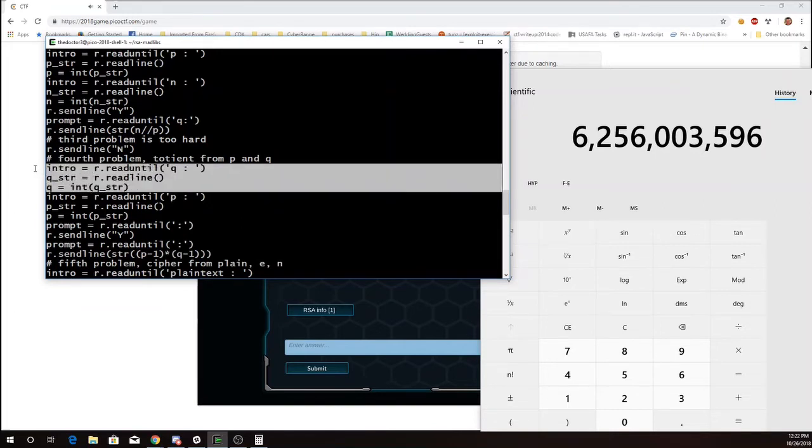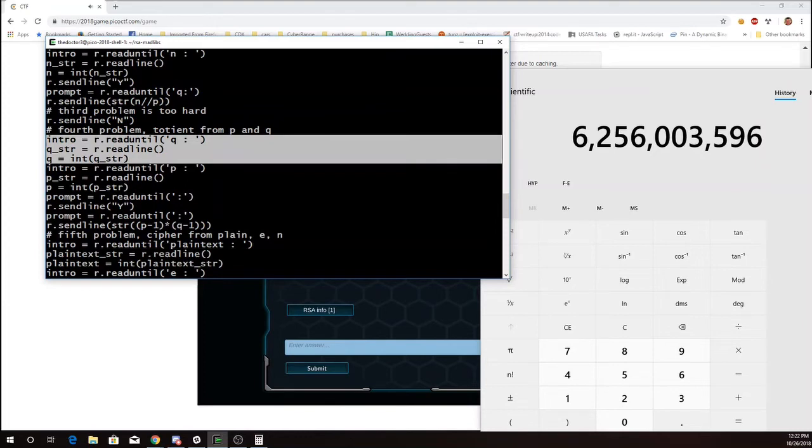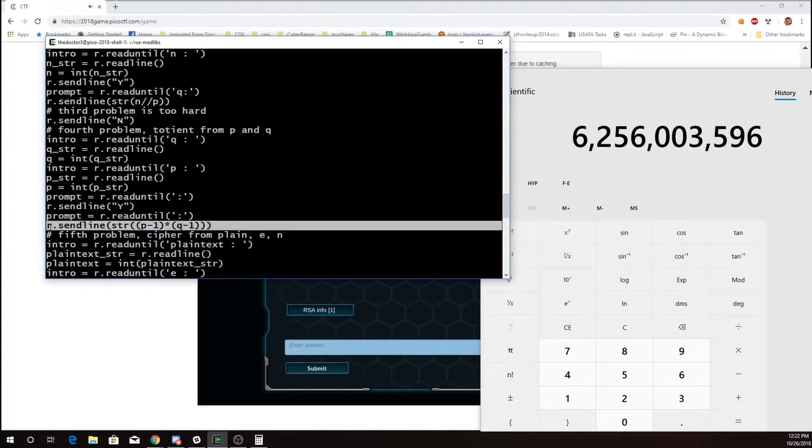Again, you'll see the same 3 lines of code. I read until the prompt. I read the rest of the line and convert it to a number. And then I'm going to send my yes. The totient is P minus 1, Q minus 1.